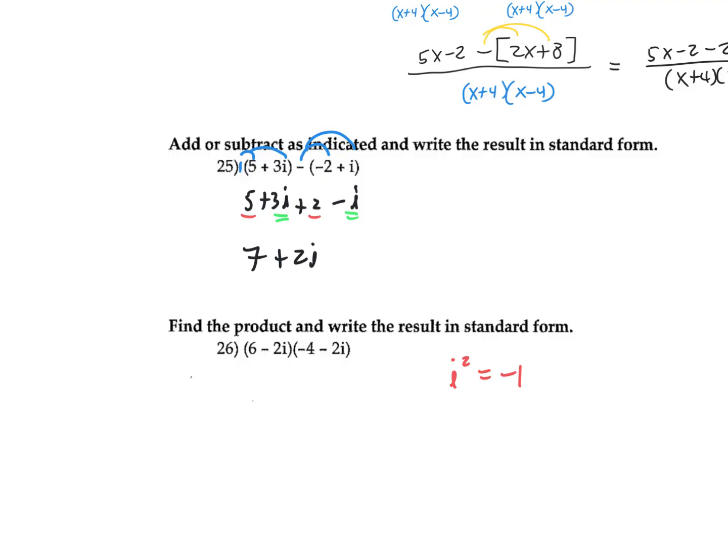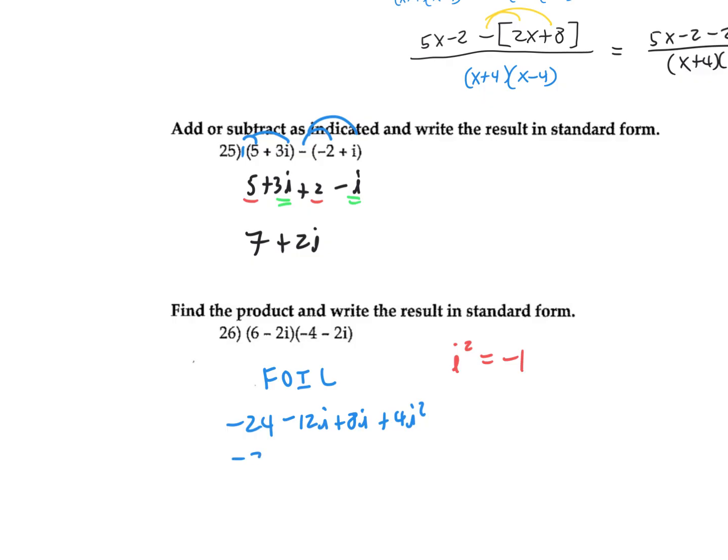So let's once again remember that this is a binomial times a binomial. Therefore, we could do FOIL. That means first times first, and hopefully we're seeing that that would become negative 24. The O stands for outer times outer. Hopefully we're seeing that that would become a negative 12i. The I stands for inner. That would become a positive 8i. And then finally, the L stands for last times last. That would be a positive 4i squared.